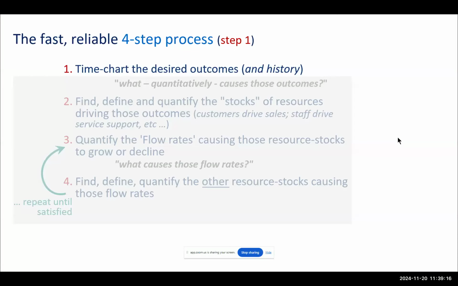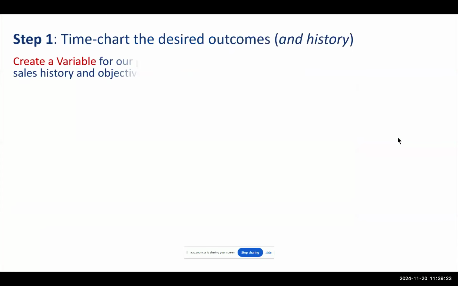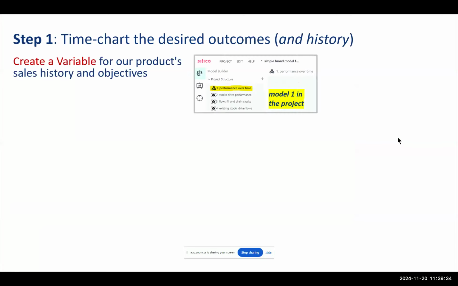Okay, so here we are at step one of this four-step process. What we're going to do is create something we call a variable for our product's sales history and objectives. And how are we going to do that? It will be in model one in the project that you've opened. You should find it in the top left of the menu there on your screen.